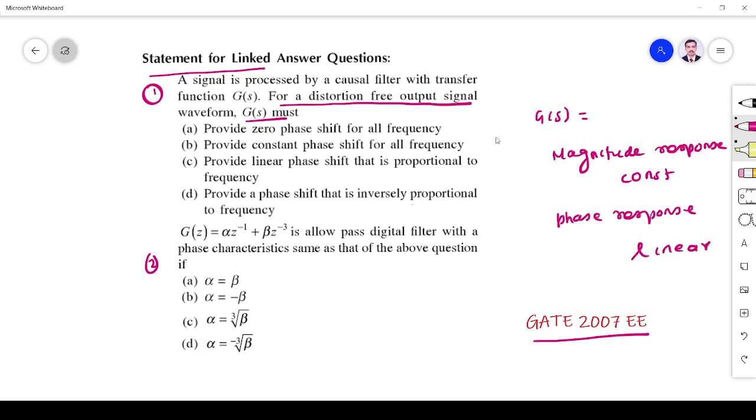So for distortion-free output, the phase should be linear, that is, proportional to frequency. Linear phase response means phase must be proportional to frequency, that is phi is equal to minus k omega. So option C is the right answer.